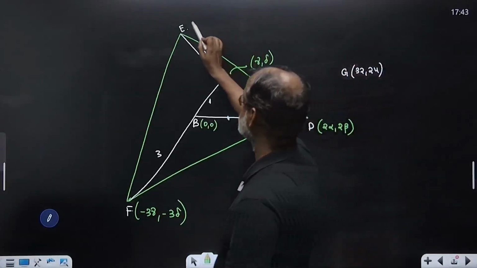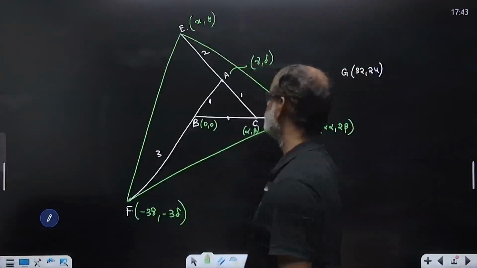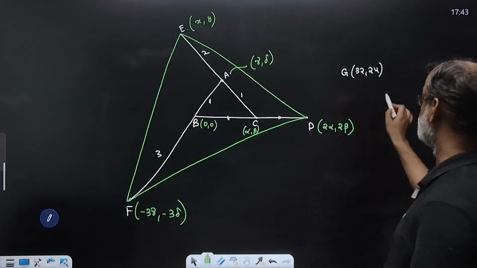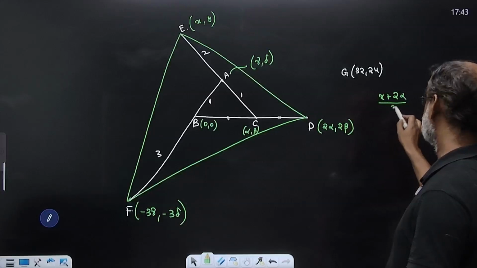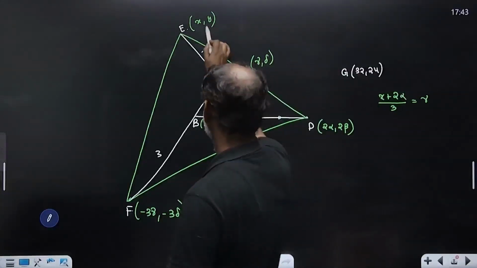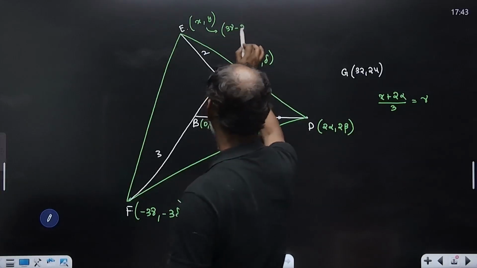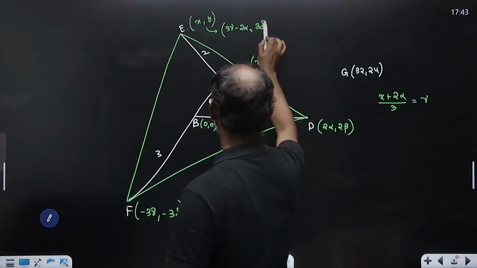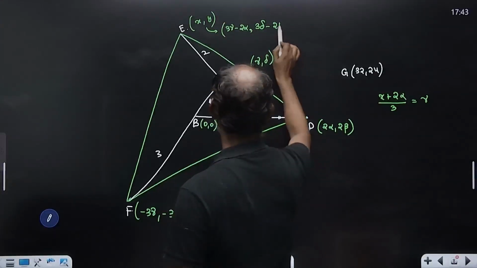Okay, so if this is x, y, what you have is (x plus 2 alpha) by 3 is gamma. So x is 3 gamma minus 2 alpha. And in a similar vein, this is 3 delta minus 2 beta.